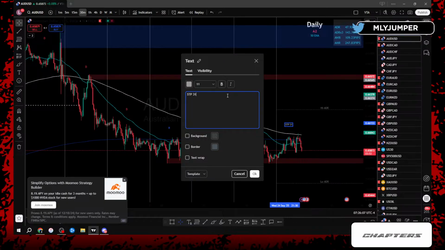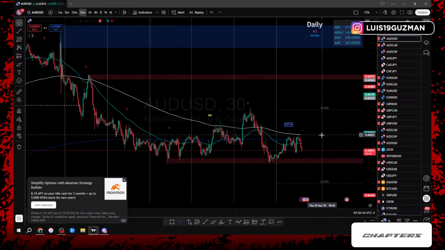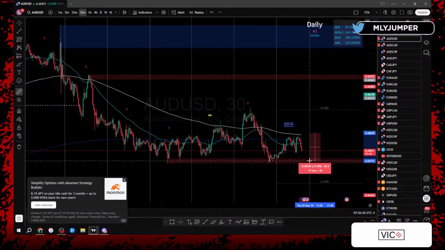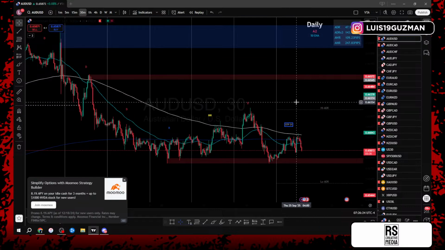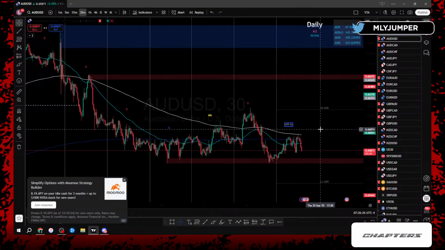So we'll start off with AUD USD. AU we know has an ADR of 47 pips, minus 33%, so STP is 31. Perfect. We already made 25, 26 pips for the day. So we still have a little bit of pips left for the day.